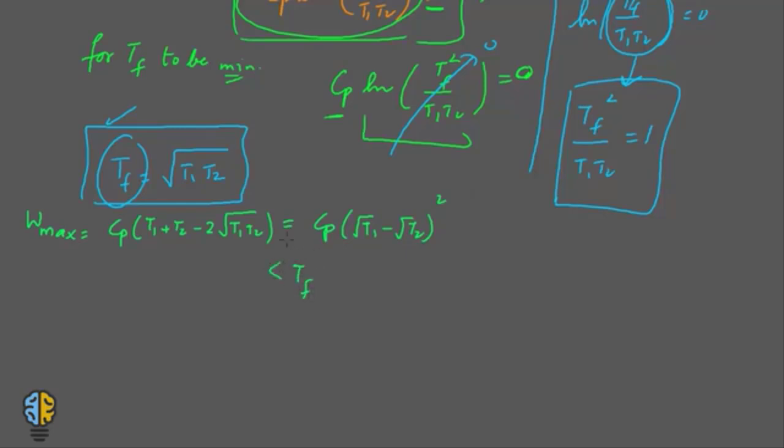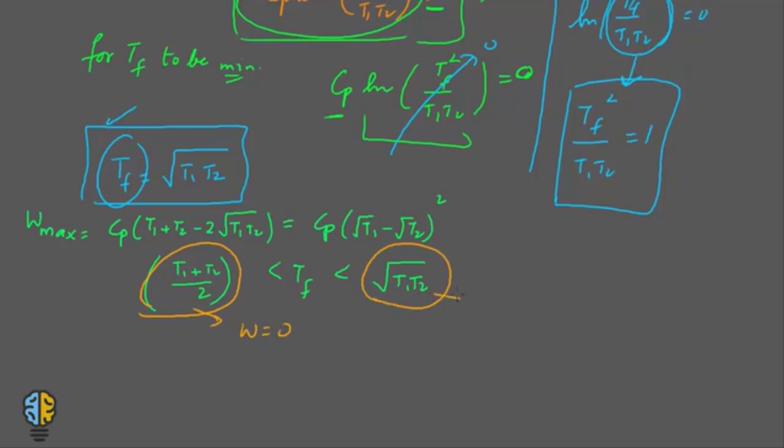can range from T1 plus T2 upon 2 to the value under root T1 into T2, because this corresponds to 0 work and this corresponds to maximum work. So this is the range in which the final temperature can have its values, and this is the value of the minimum temperature that can be obtained. So I hope you understood this concept and the derivation and the explanation.